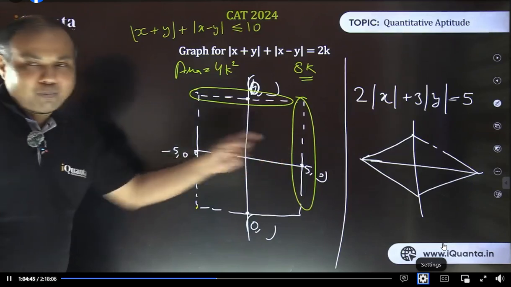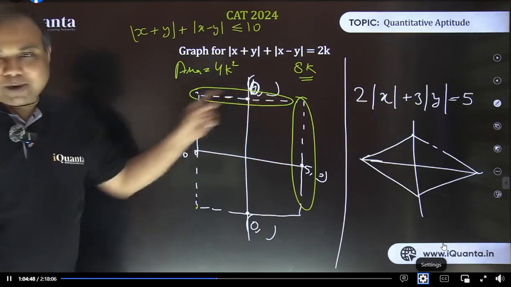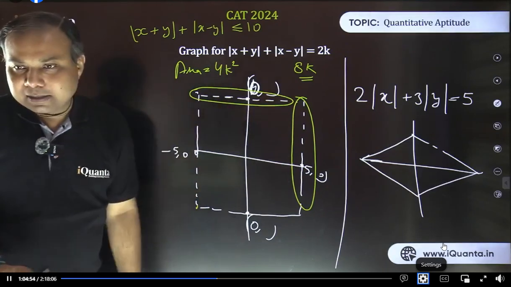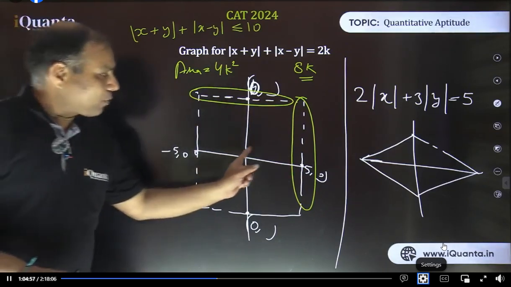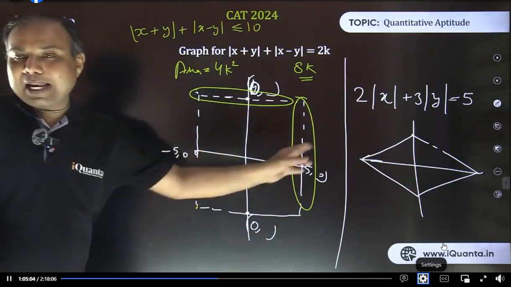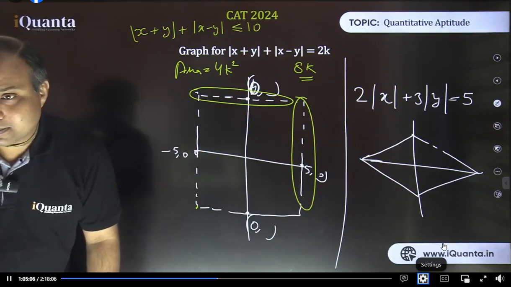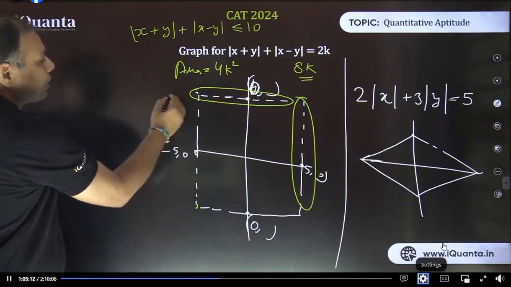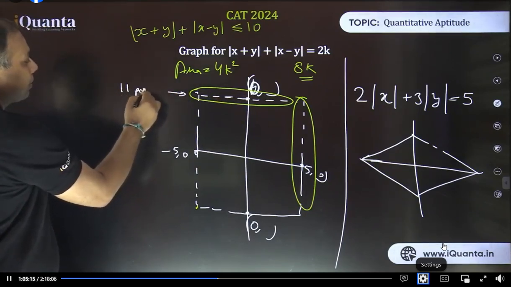So there will be 11 points on each side. Yes or no? Is it clear? So 5 points on the right side of the origin, 5 points before that, and 1 is the middle point also. So total 11 points. Is it okay? Yes, 11 points, starting from here. So in this first line, there will be 11 points.